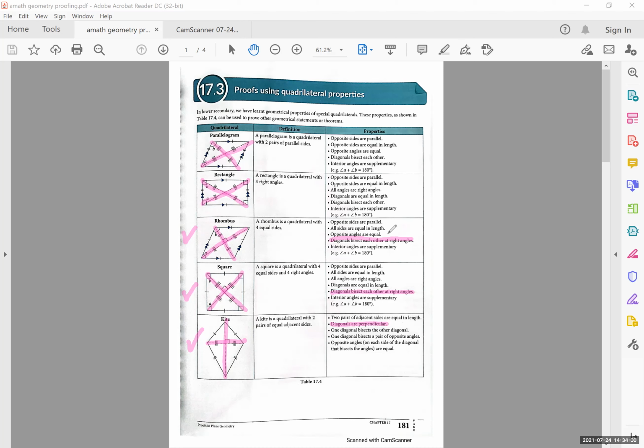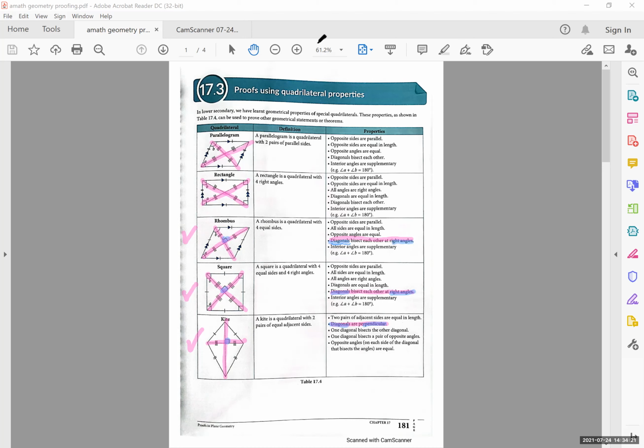So this one, they actually put 2 properties in one. They say the diagonal. Wait, let me highlight it. Can you see the diagonals? They say at right angle, right? They form right angle. Agree, guys? Correct or not? Can you see right angle, right angle. That's why they're perpendicular.